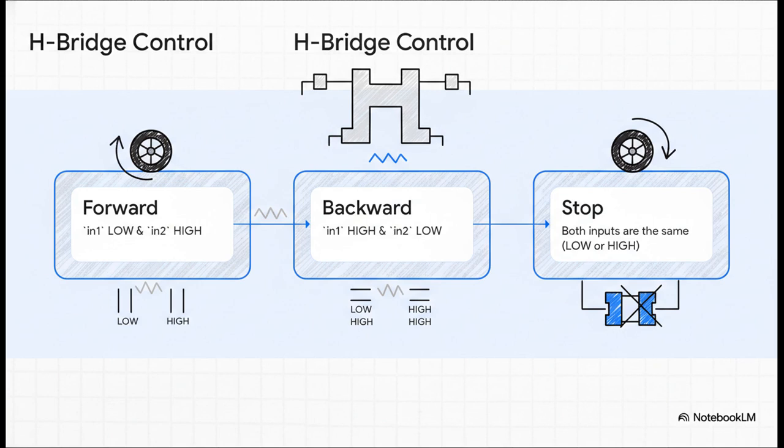And this is how we tell it which way to go. The L298N has something inside called an H-bridge. By setting its two input pins, we can actually reverse the flow of electricity through the motor. So if N1 is low and N2 is high, the motor spins one way. You flip them, and it spins the other way. And if you set both to be the same, either both high or both low, the motor just stops. It's a beautifully simple piece of logic.